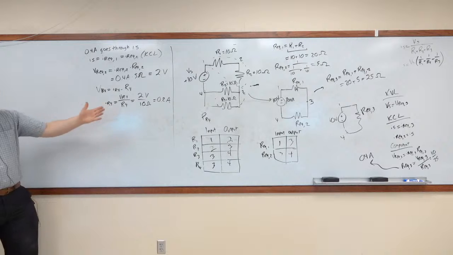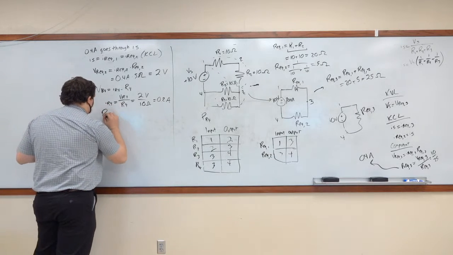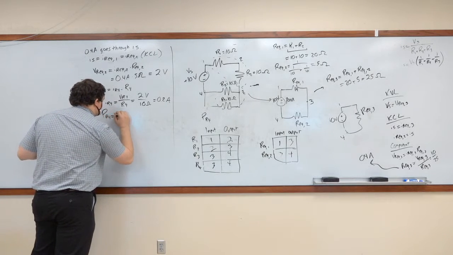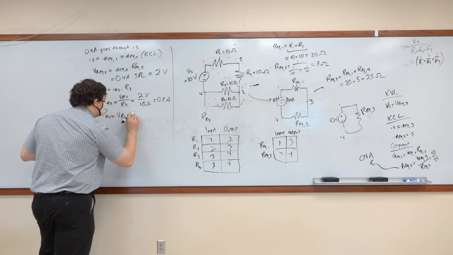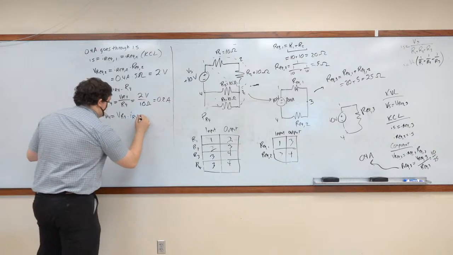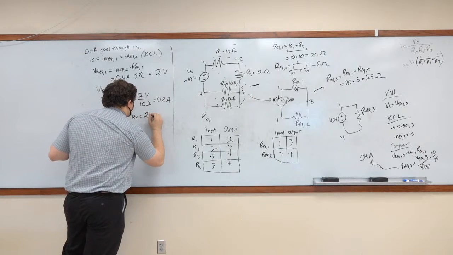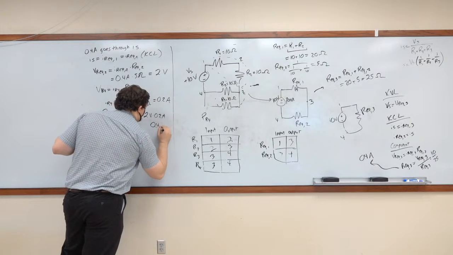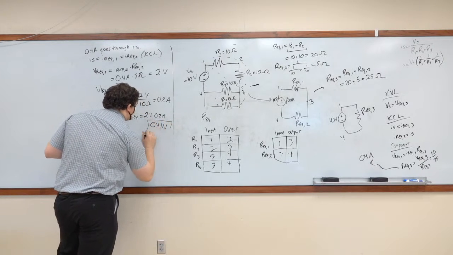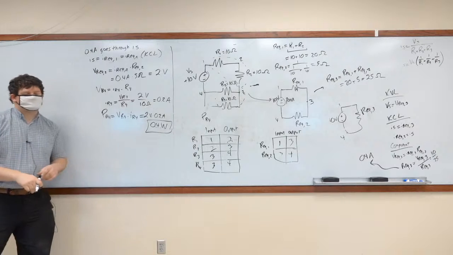Okay, now that we know the current, PR4 is equal to VR4 times IR4. So that's lowercase i, which is equal to 2 volts times 0.2 amps, which is equal to 0.4 watts. And that's the solution.